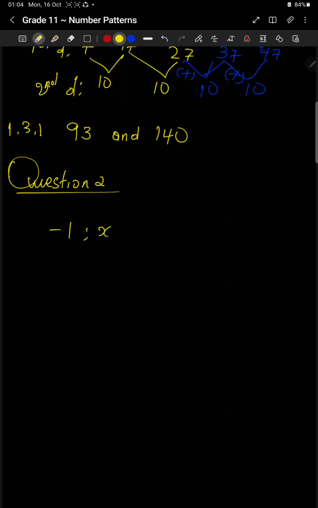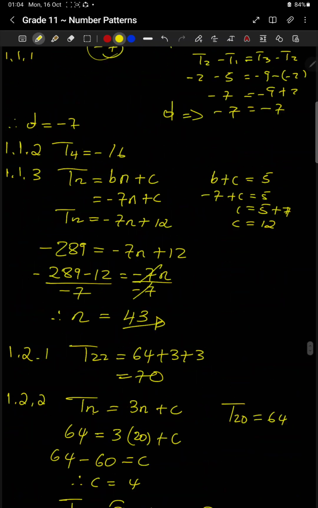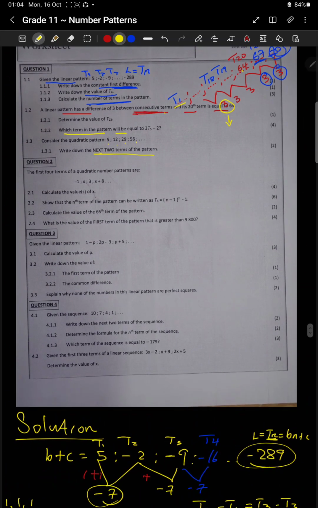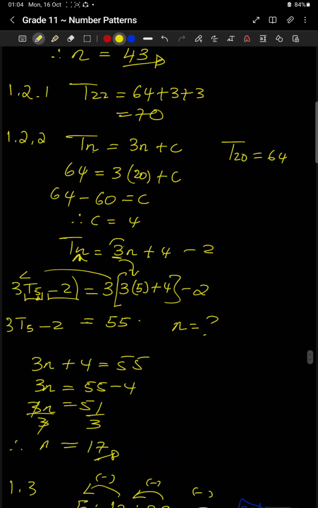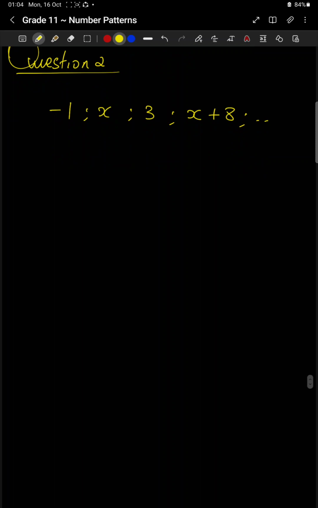-1, 2x, 3, and x plus 8. Let me just make sure that everything is correct. Oh, it's x plus 8, perfect. Then we need to calculate the value of x. That's wonderful. This is a nice question.